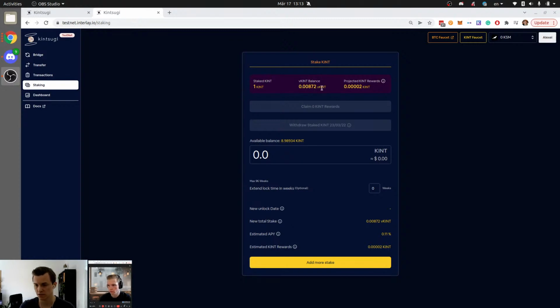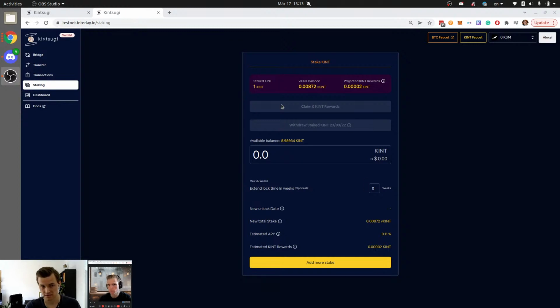Now this is potentially surprising, right? If you're new to the system, you would expect this to be equal to the staked KINT. But remember, vKINT is comprised of the amount of KINT that you stake and the duration. Because 1 week is a very short duration, it's the shortest possible staking duration in the system, of course my vKINT are less. It's 1/96th essentially.